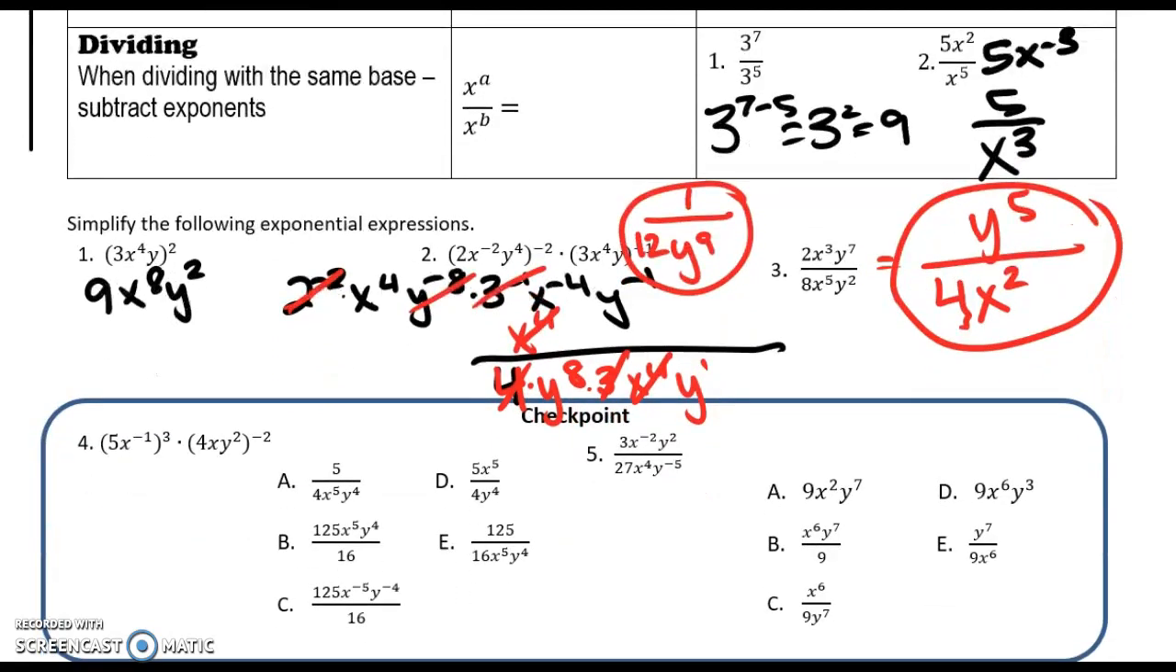Don't forget to complete those 2 checkpoints. And that's it for exponents.